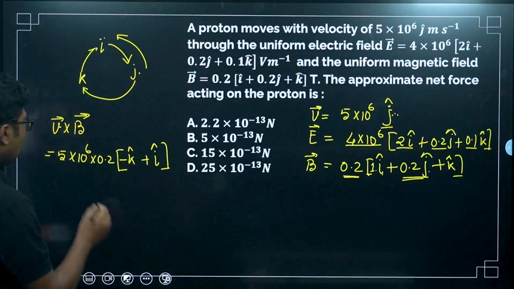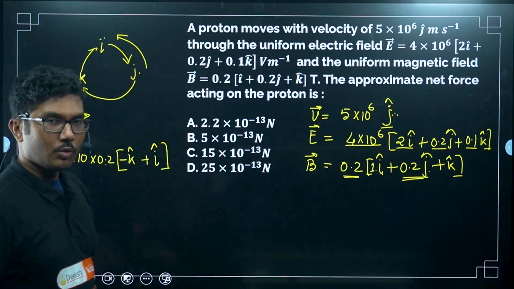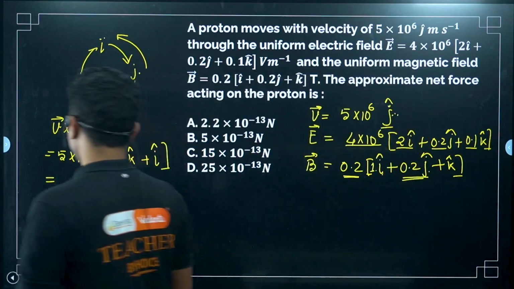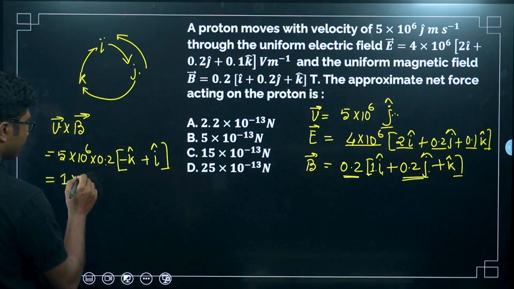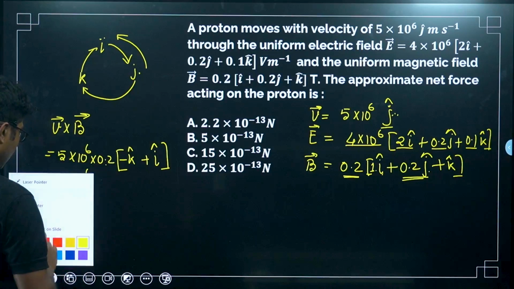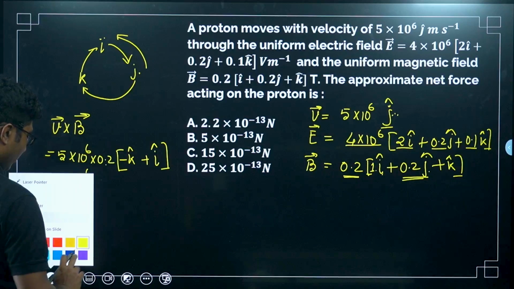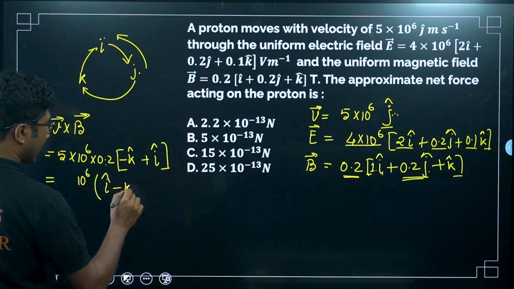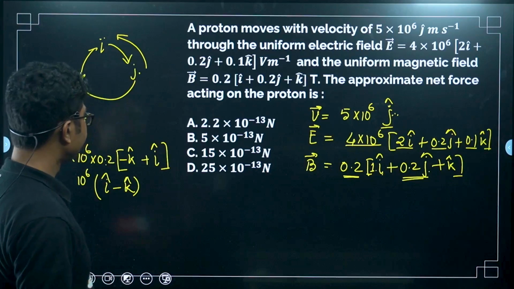V cross B, if you simplify it a little bit, 0.2 times 5. 0.2 times 5 means what? 1, right? It will be 1. So, 1 times 10 to the power of 6. Basically, you can simply ignore this 1, and you can simply write 10 to the power of 6 times I cap minus K cap. Okay. So, just write the value.